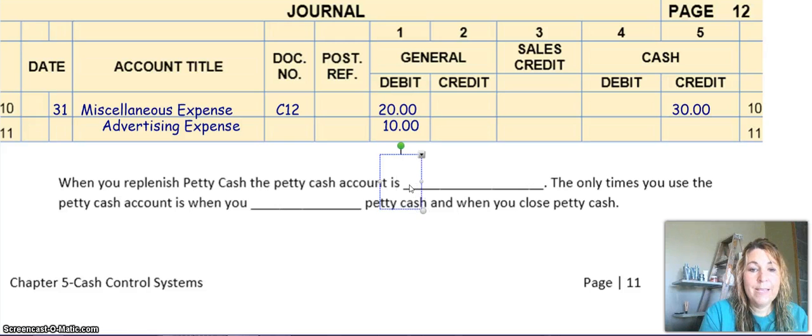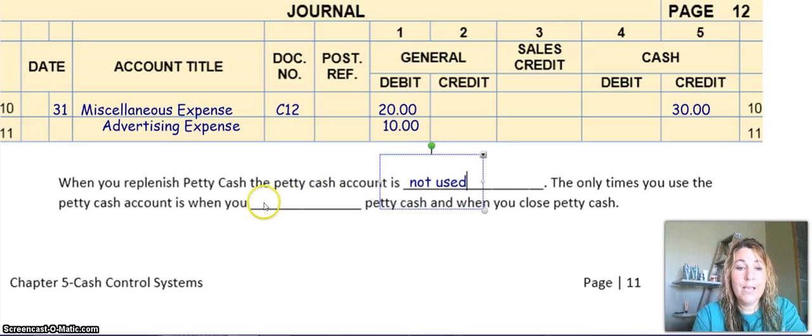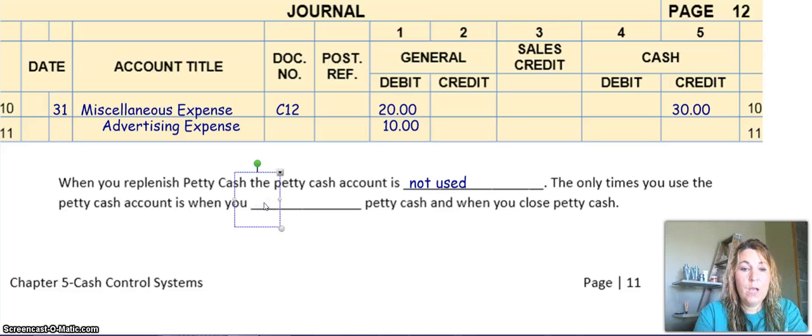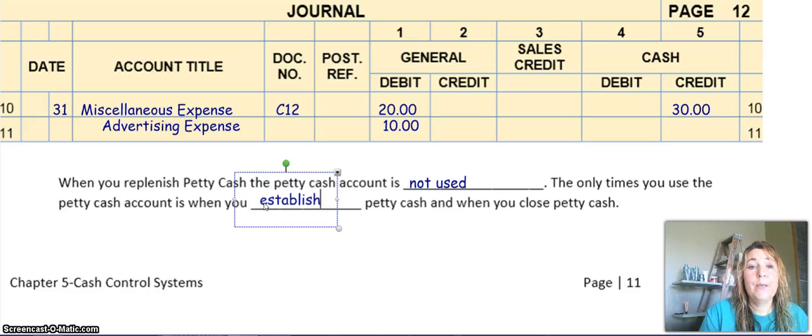When you replenish petty cash, the petty cash account is not used. The only time you use the petty cash account is when you establish or open petty cash and when you close petty cash. That's important to remember.